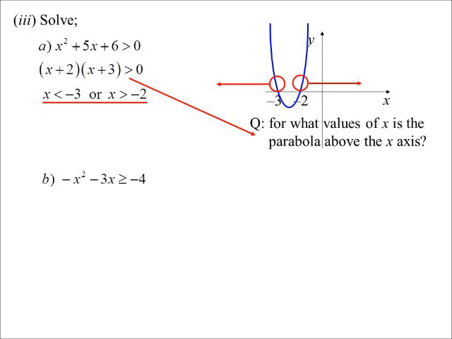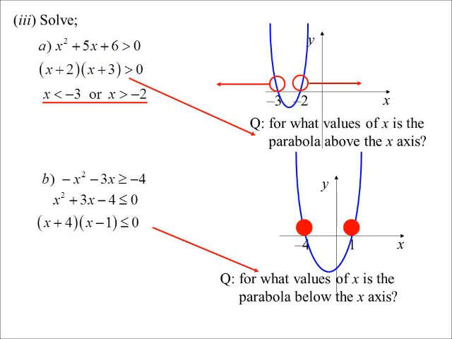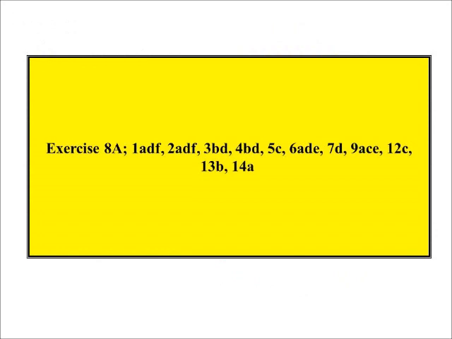Let's try this one. Personally, I'm going to rearrange that and make x squared positive. I just prefer the x squared's being positive. So this time my critical points, 1 and -4. They're included this time. So when are we below? Well, that's in between 1 and -4. Okay. Alrighty.